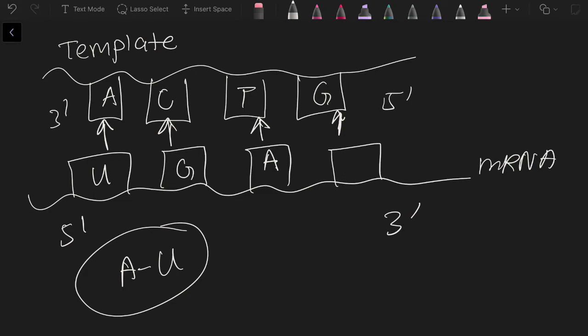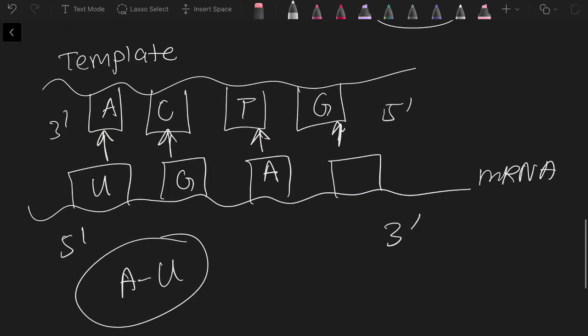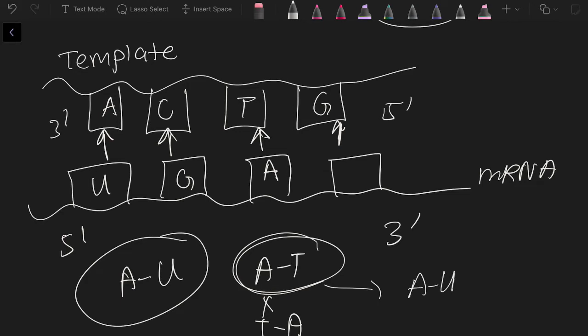So if mRNA has no thymine, then thymine in the DNA will not translate to uracil, right? Or it will not translate to anything. It will translate to adenine. So always think of it as A to T and not T to A. If you think of it as A to T, then you can easily say that in the mRNA it is A to U. So T to A in the mRNA, and then you have G to C.